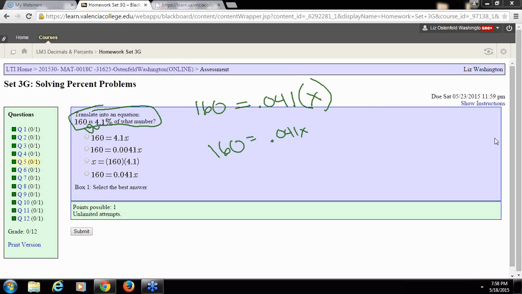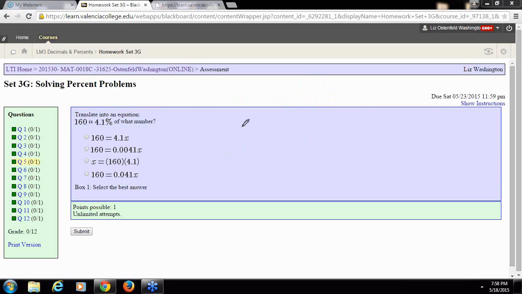Okay. All right, I'm going to clear this out. So in the first problem, I was talking about how each word in your sentence kind of stands for something. And the words is and of are the most obvious ones. The word is is always an equal sign.